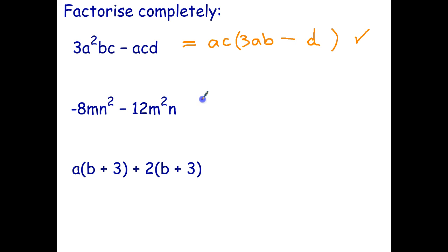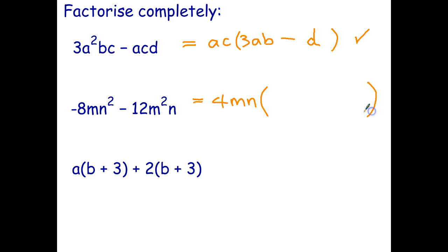Okay, let's have a look at the second one. Well, here, ignoring the negative signs for now, I've got an 8 and a 12. Well, 8 times 1, 8's not a factor of 12, but 4 times 2, 4 is a factor of 12. So I can take out a common factor of 4. I've got one factor of m and two factors of m. I can take out one factor as being a common factor. Two factors of n, one factor of n, I can take out one factor of n.